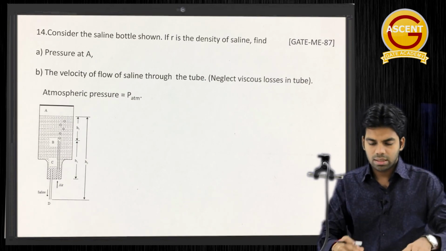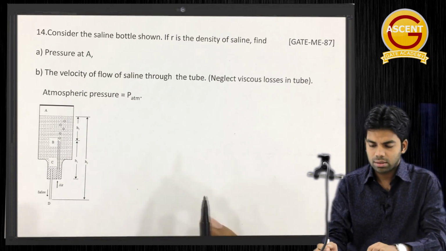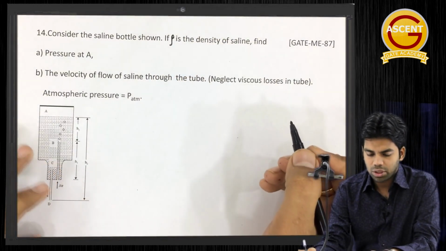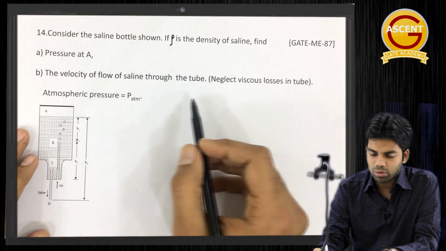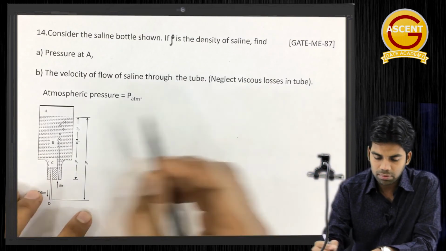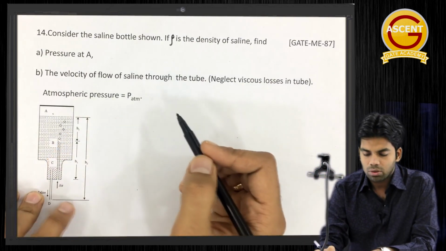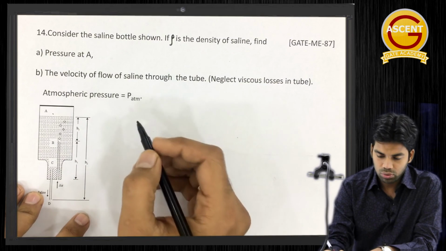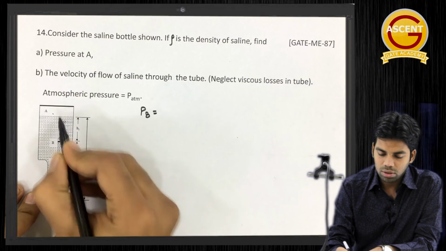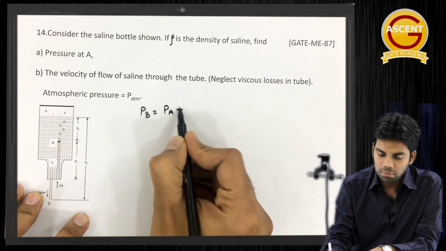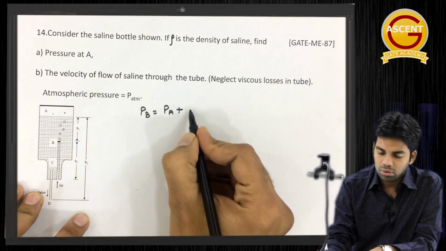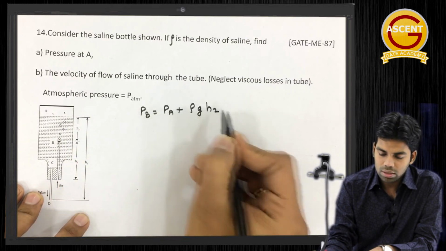Next question says consider a saline bottle shown. If rho is the density of saline, find pressure at A and the velocity of flow of saline through the tube, neglect viscous losses in the tube. So first we have to determine the pressure at point A. How can we determine this pressure at point A? We know that the pressure at point B, Pb, is equal to the pressure at point A plus the pressure because of this fluid, because of this saline water, so plus rho g into S2.